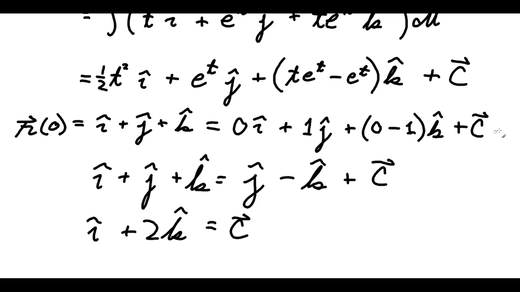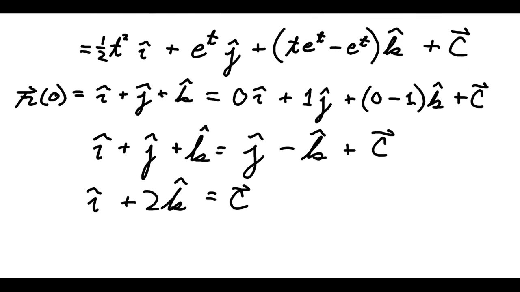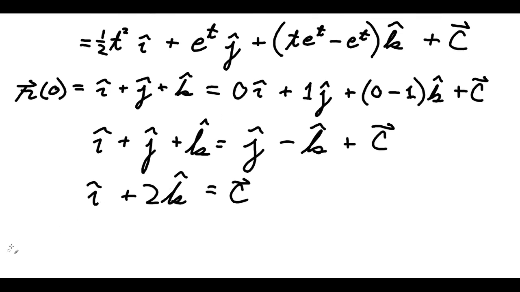And there's our constant c. So, plugging that back into our expression for r of t, which was this right here, we have 1/2 t squared i, but now we know that c also has an i in it. Actually, let me write this out explicitly. It'll take a little bit of time, but that's fine.